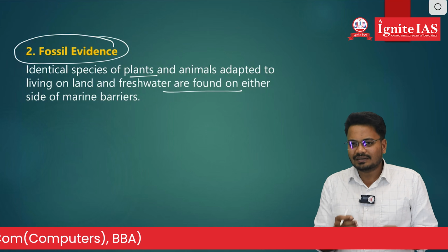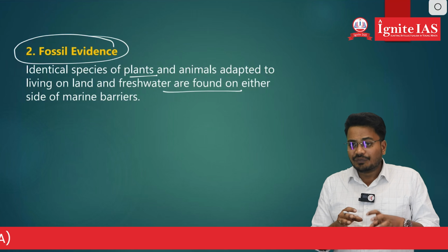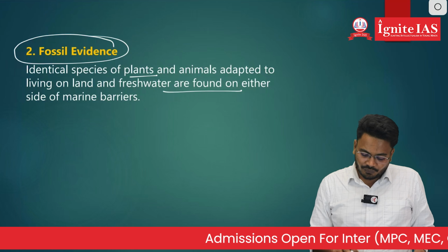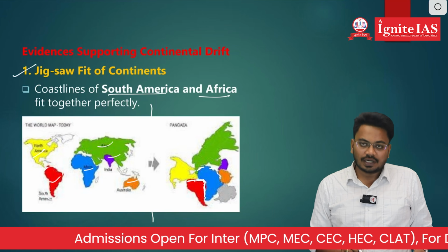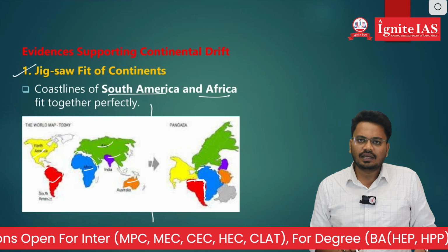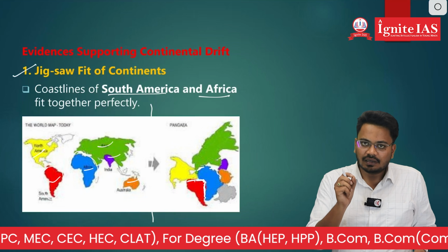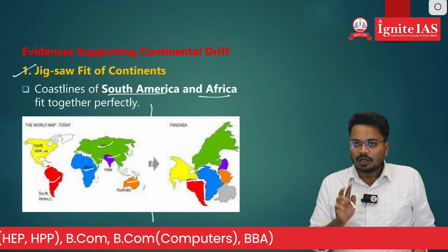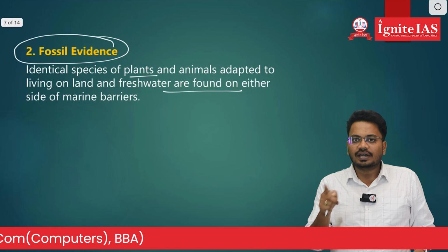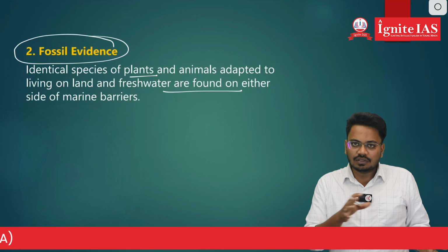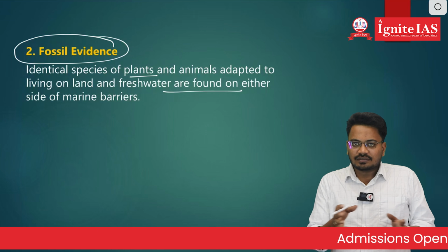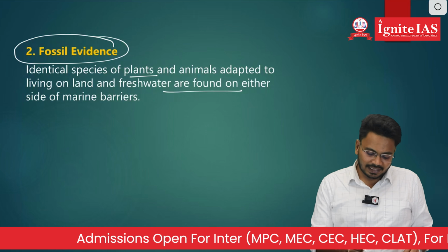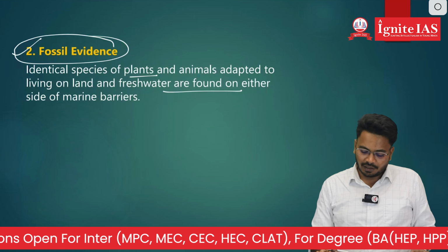Fossil is nothing but the remains of dead bodies which existed long back. Now the point is, if we go to the South American continent or the African continent, he is saying that there are certain fossils of flora and fauna which match across different continents. Even though they lie on different sides of the oceans, the fossils are matching. So that is the second evidence given by Alfred Wegener.